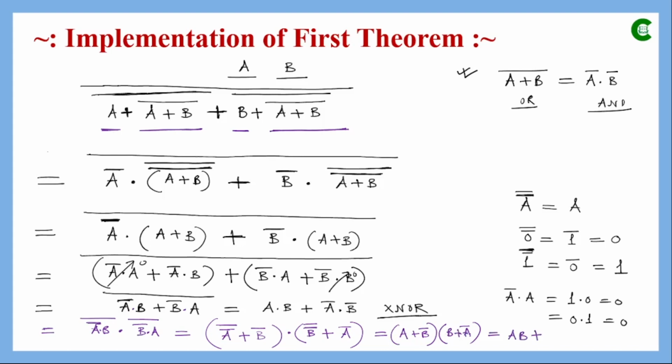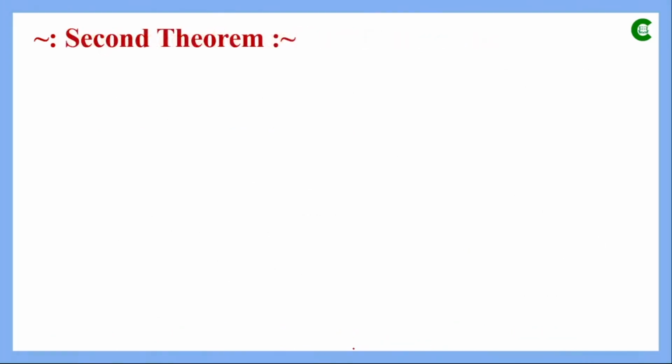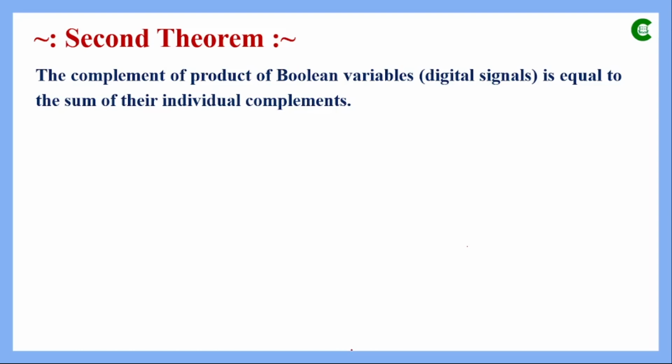Next is a and a bar, and a and a bar will be 0, which we already know, and then b and b bar, so that will also be 0, and then the fourth term will be a bar and then b bar. So we will have a bar b bar. So finally in the expression we will have a and b plus a bar and b bar. The last part of this simplification will be clearer when we learn the second theorem of De Morgan's. The second theorem says that the complement of the product of Boolean variables or digital signals is equal to the sum of their individual complements.